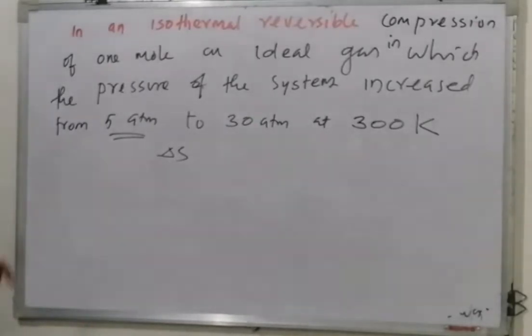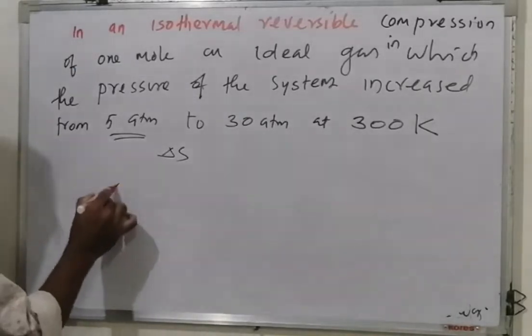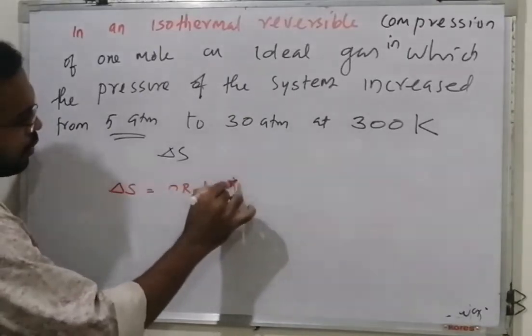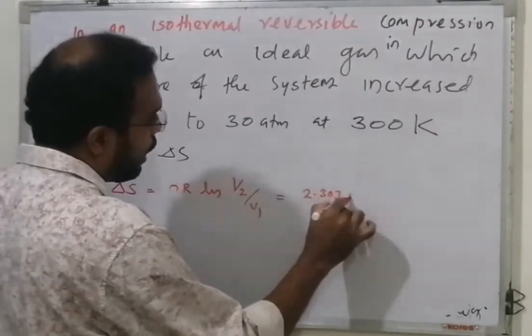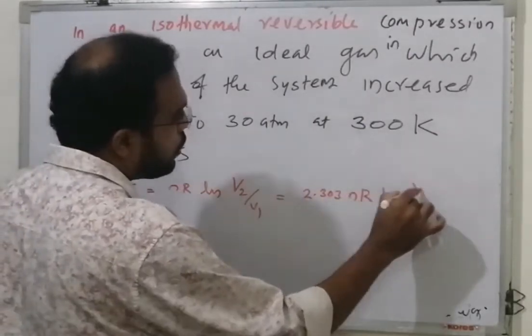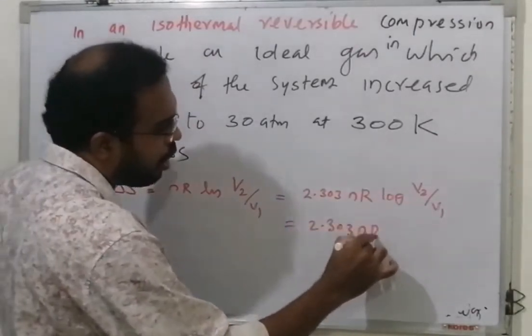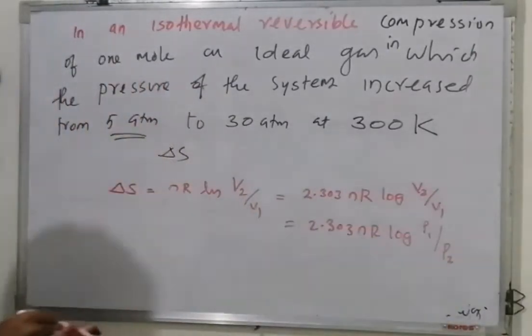Entropy change of an isothermal reversible process. What have you learned? Delta S is equal to nR ln V2 by V1, that is 2.303 nR log V2 by V1. In terms of pressure, it is 2.303 nR log P1 by P2. Very simple.